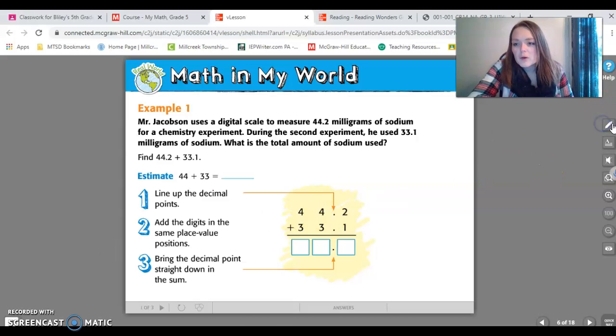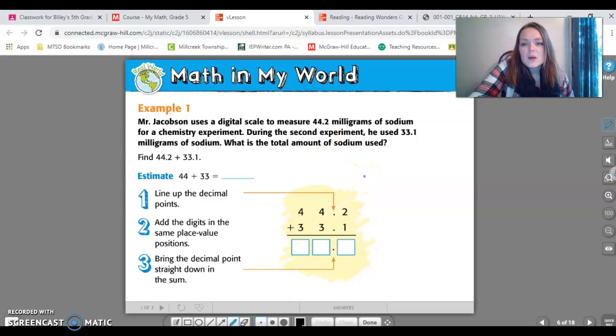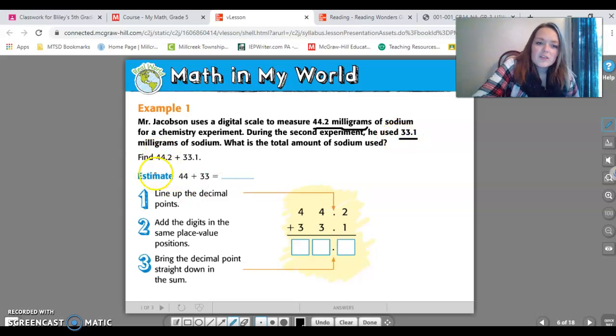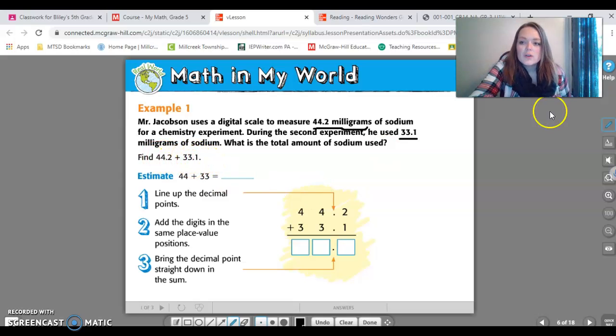Mrs. Bliley will talk a little bit more about that. It says, example 1, Mr. Jacobson used a digital scale to measure 44.2 tenths of a milligram of sodium for a chemistry experiment. During the second experiment, he used 33.1 milligrams of sodium. What is the total amount of sodium used? Okay, so we're going to look at our important information. We have 44.2 tenths and 33.1 tenths of sodium used. We need to figure out how much they equal together.